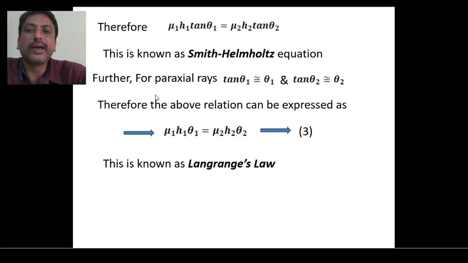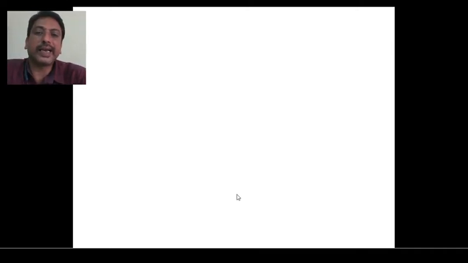Smith-Helmholtz equation, and in case of paraxial rays, since theta 1 is practically very small, therefore tan theta 1 can be approximated to be theta 1 and tan theta 2 can be approximated to be theta 2. So this is Smith-Helmholtz after approximation. So it can be written as mu1 h1 theta 1 is equal to mu2 h2 theta 2, which is known as Lagrange's law.